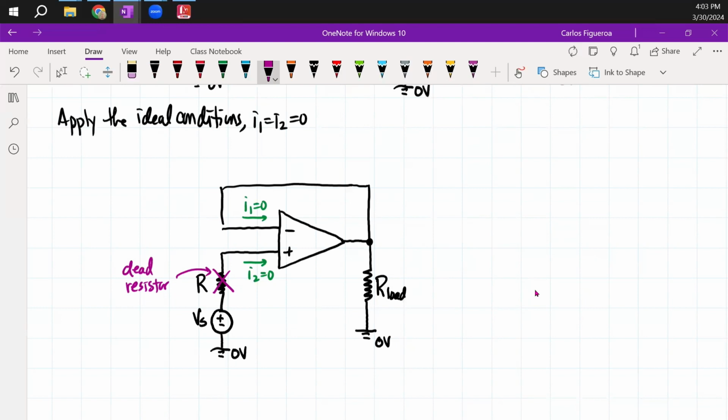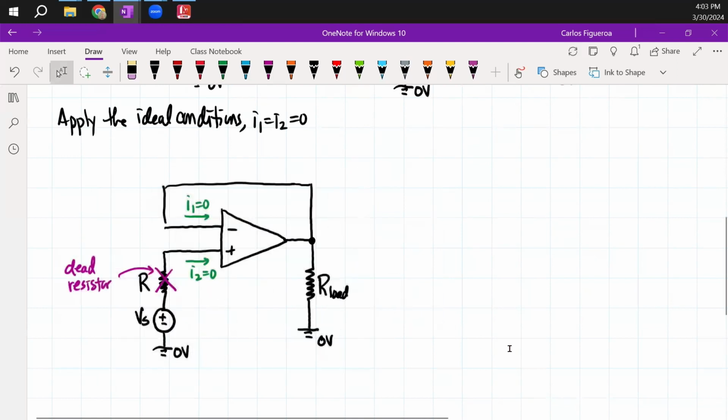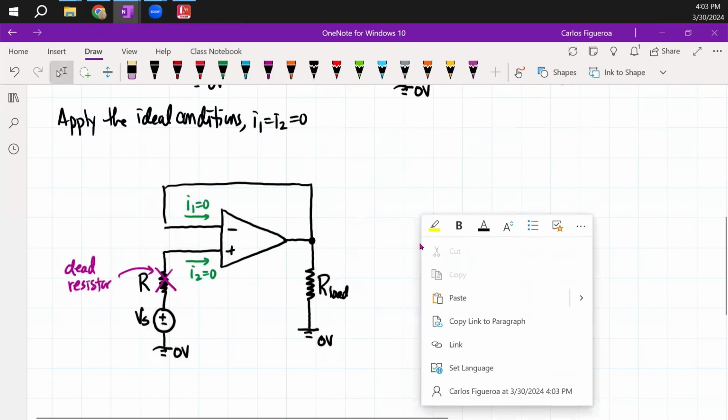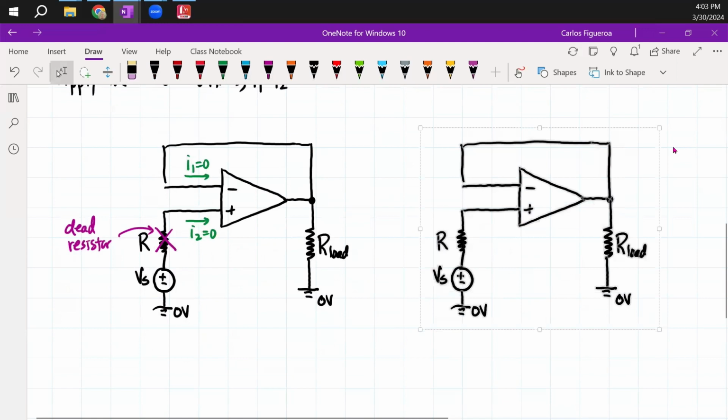So if that's the case, then we could start following the nodes here. If I was to redraw this circuit one more time, I think I've already pasted this, so let me come in here. What you're seeing here is that this resistor does not exist. It's a dead resistor, so it's just a wire there. That's what the currents I1 and I2 being equal to 0 do, it kills off that resistor.